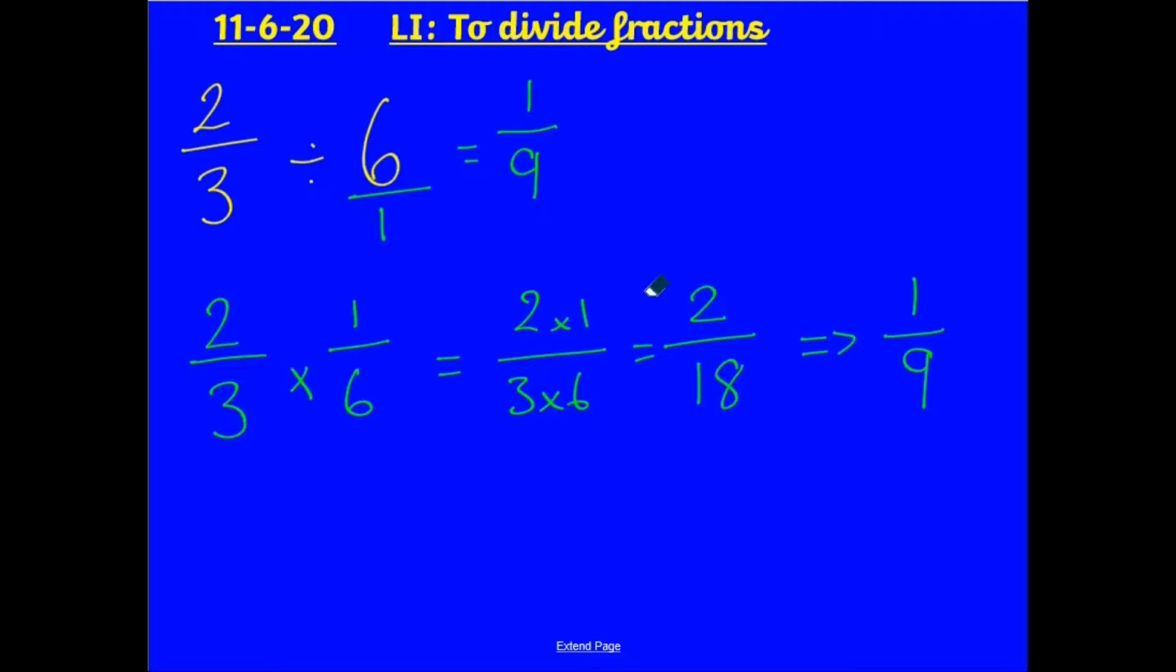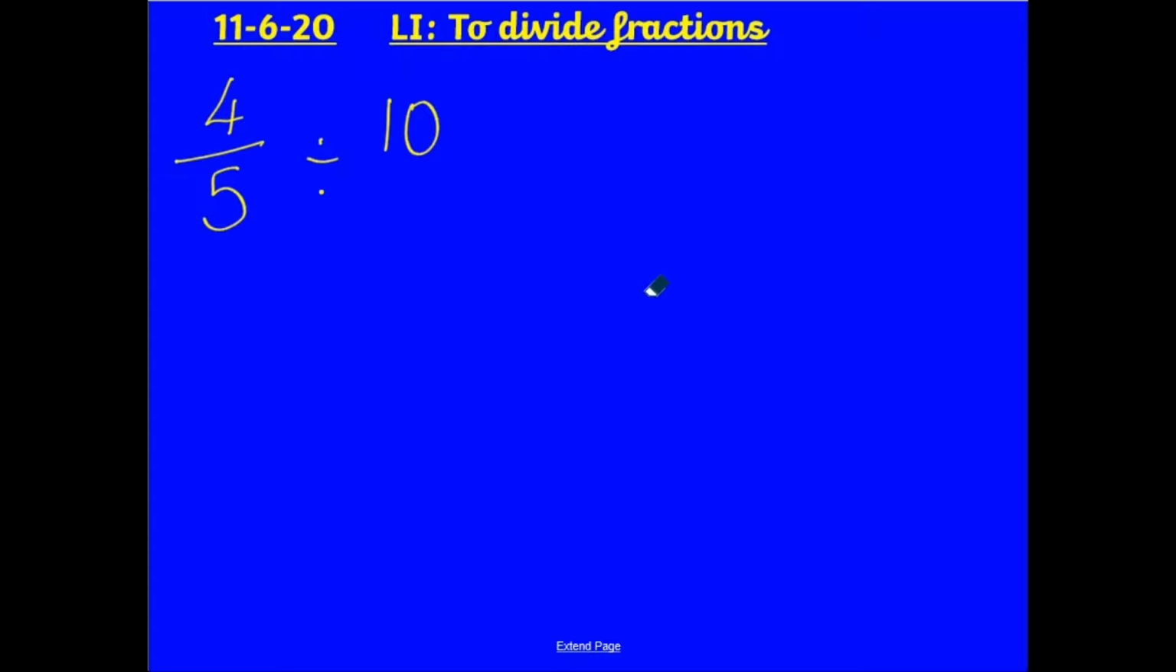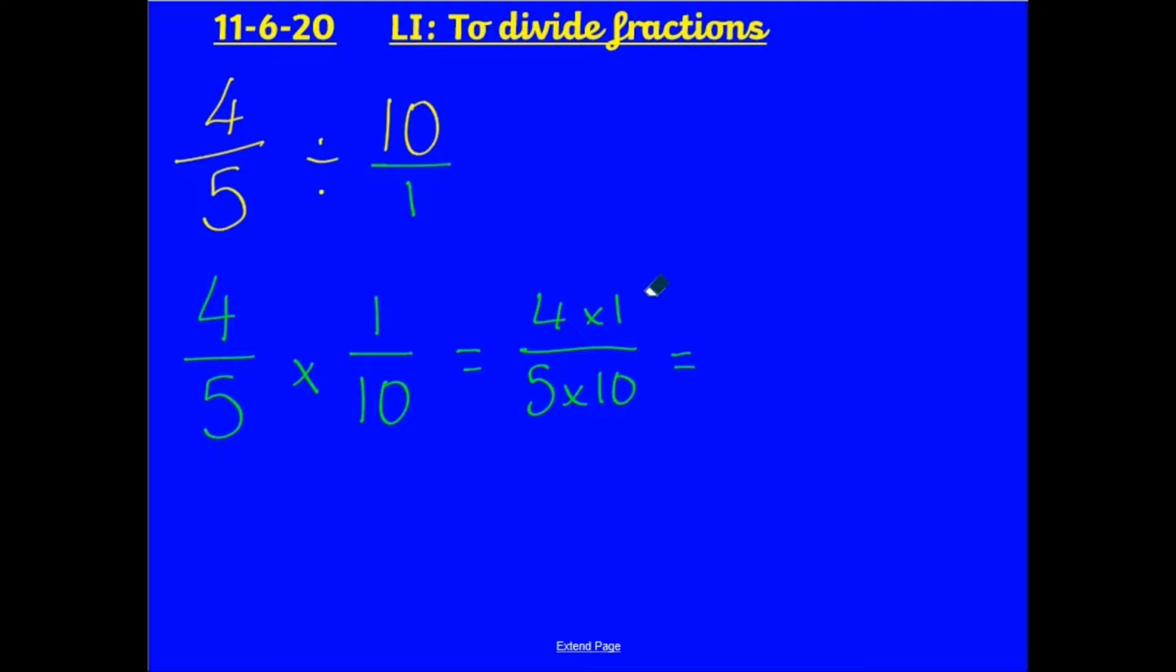Okay, let's have a look at that again. Remember, dividing by 10 as a fraction is effectively 10 over 1. So keep the first number the same, 4/5, but multiply by the reciprocal, which is 1 over 10. I've effectively flipped it around. 4 times 1 over 5 times 10. Multiplying the fractions like we did yesterday.